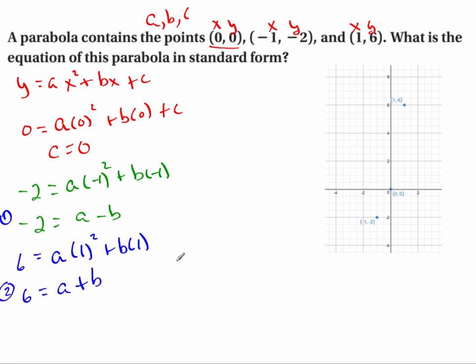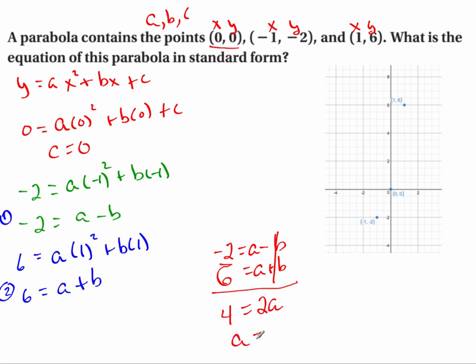I'm going to go back to solving systems of equations. I'm going to write the 2 equations, one over the next. -2 is a minus b, and then 6 is equal to a plus b. I'm going to add these 2 equations. 4 is equal to 2a. All right, those cancel. So a is equal to 2.